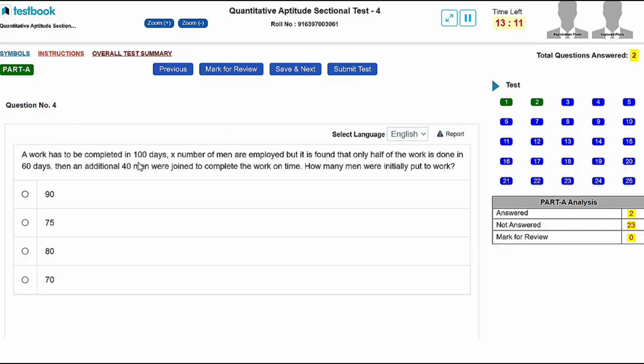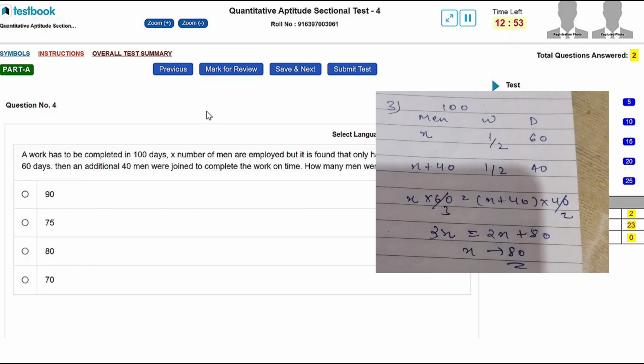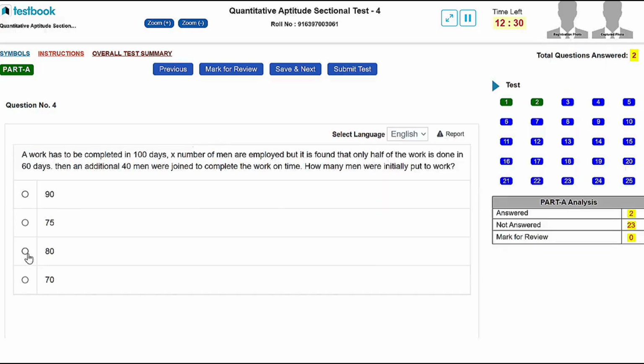A work has to be completed in 100 days. X number of men are employed, but it is found that only half of the work is done in 60 days. Then an additional 40 men were joined to complete the work on time. How many men were initially put to work? Eighty.